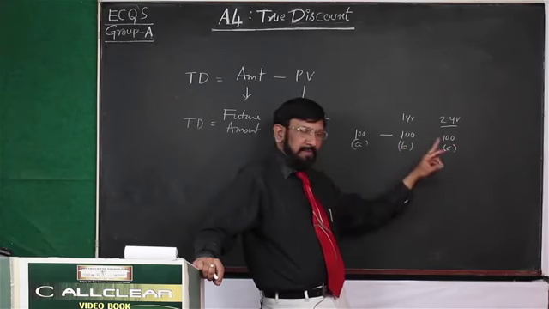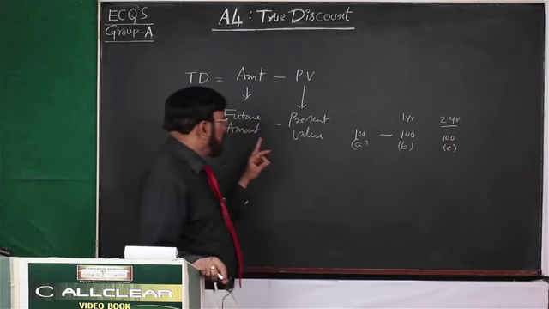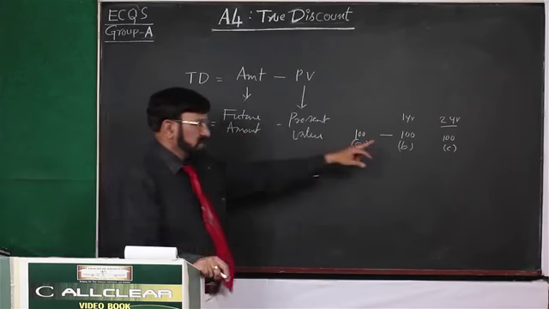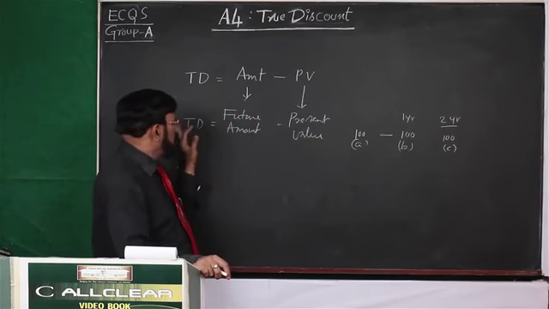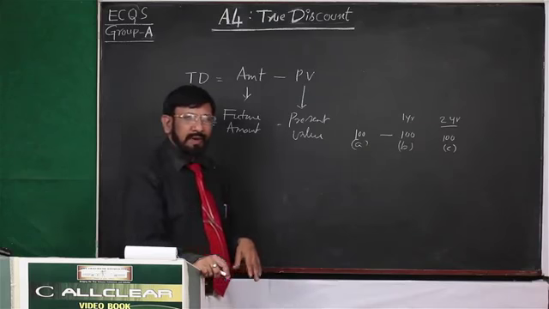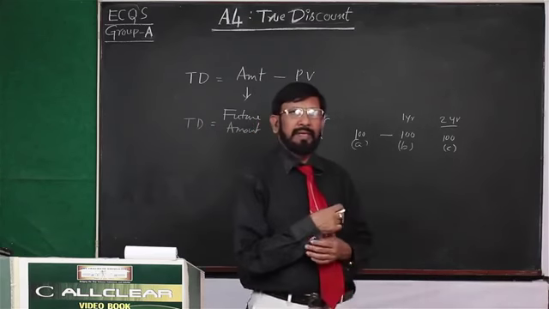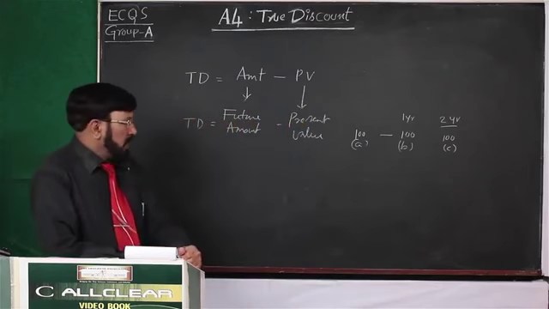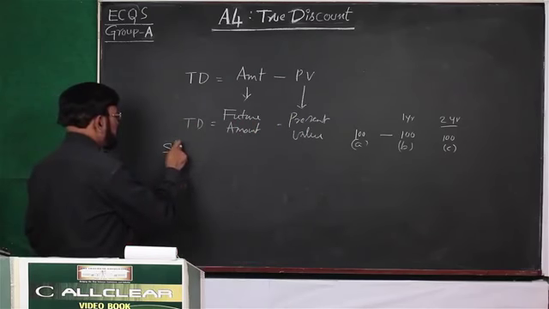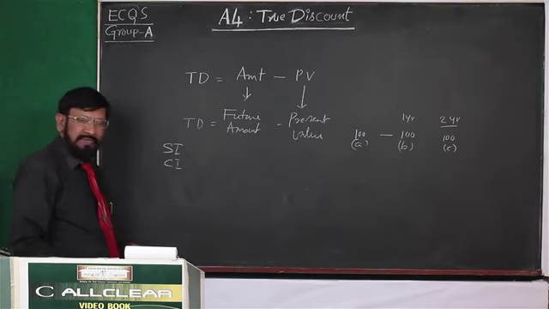Then that is the present value. So this is the future amount, like this. Future amount minus present value is equivalent to true discount. Here, true discount is calculated in two ways. One is the simple interest calculation method. The second one is the compound interest calculation method.